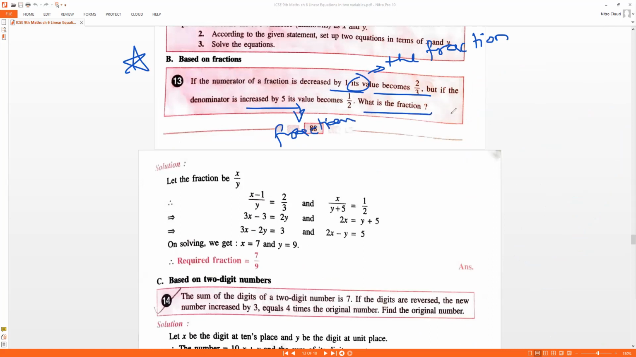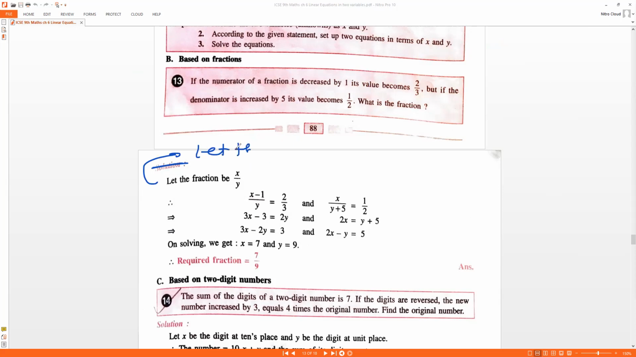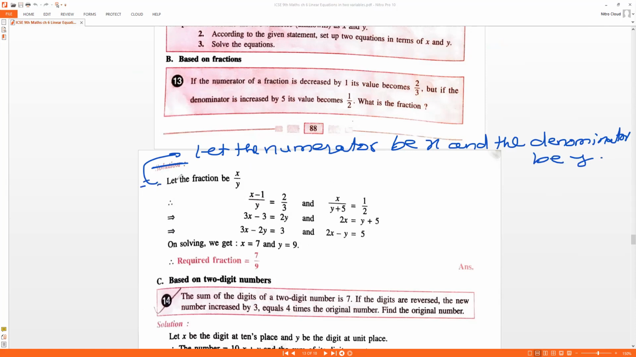So here, obviously, we'll say let the numerator be x and the denominator be y. So what will be the fraction? x upon y. You can say this statement before also, but you should say it here. Let the numerator be x and the denominator be y. Therefore, the fraction becomes x upon y.